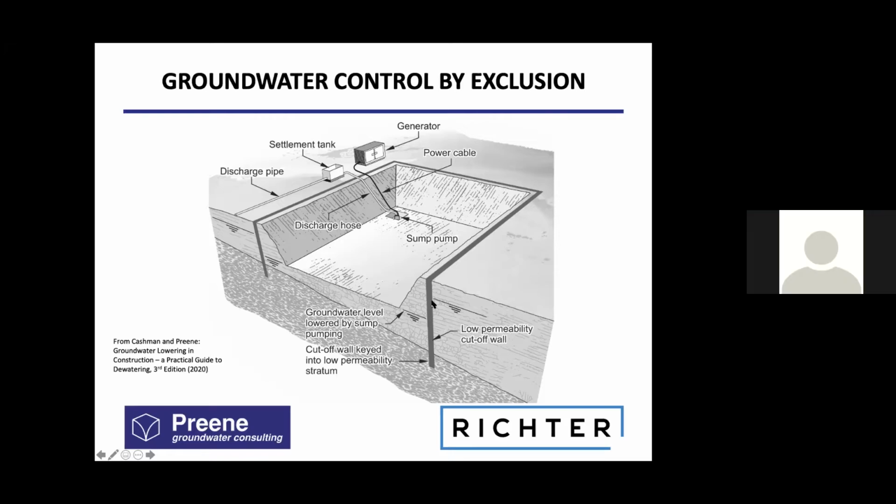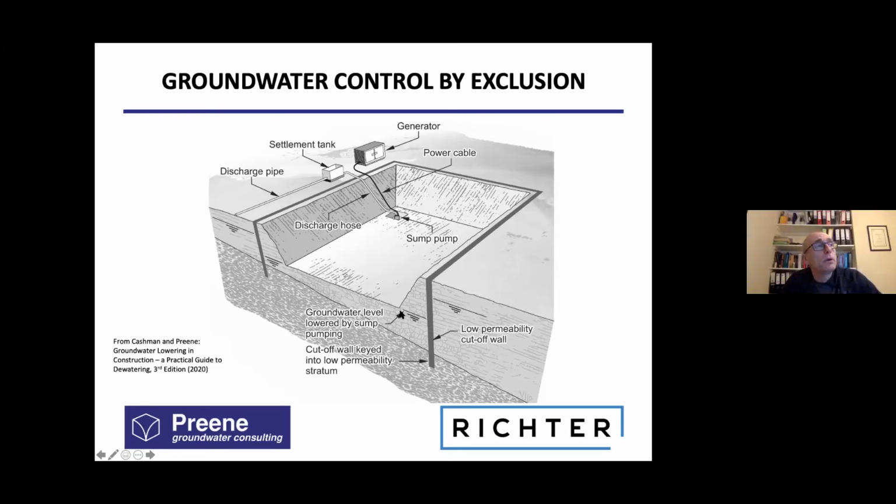A really key point to note here is that even though we've dewatered inside the excavation, the water on the outside has hardly moved. And this is a really positive benefit of the ground control by exclusion method. It means we can dewater our excavation while hardly disturbing the water level outside. So maybe we're worried about settlement impacts, or maybe we're worried about drying out timber piles outside our excavation. That might be one driver why we would go down the groundwater exclusion approach.